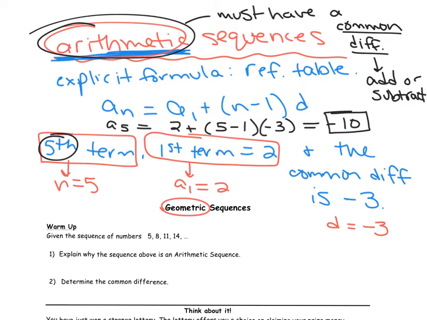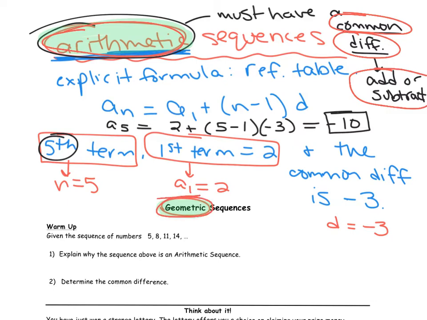Well, if arithmetic sequences deal with addition and subtraction, what do you think geometric sequences are going to deal with? What other operations have we not talked about yet? Again, arithmetic talks about that common difference of addition and subtraction. What do you think geometric is going to talk about? Very good. Geometric is going to be talking about multiplication or division.